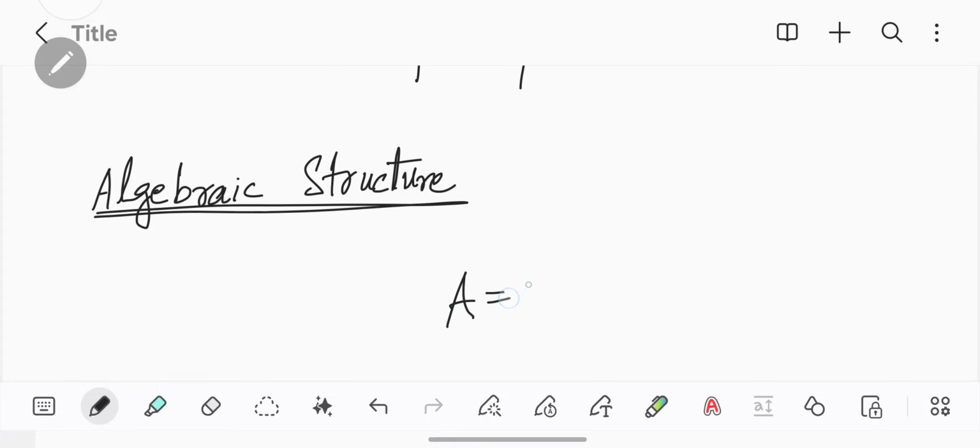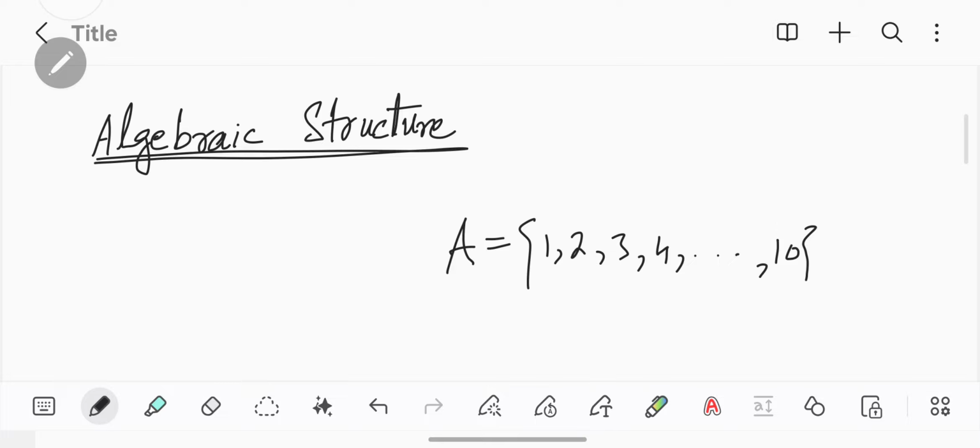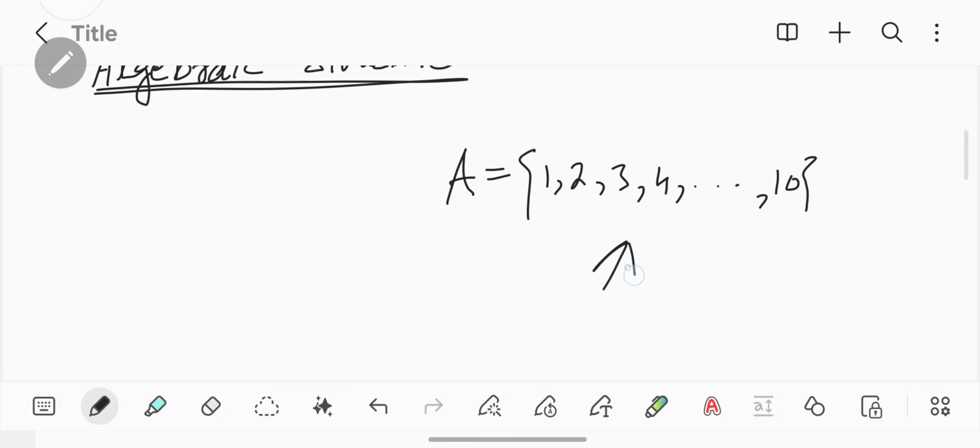Suppose you are given a set. For example, you can choose any set. Let me choose 1, 2, 3, 4, 5 up to 10. So this is a set, and if you are given a set, you can define some binary operation on the elements of the set. For example, on this set, you can define the binary operation addition.